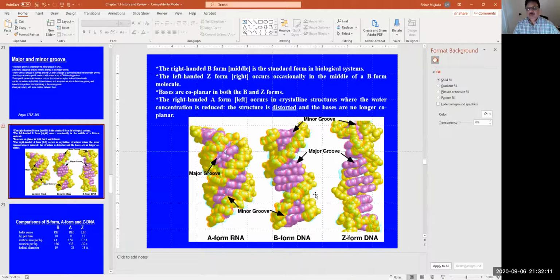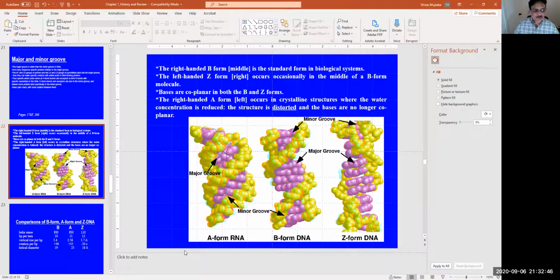Now the question comes, why is there a major groove and a minor groove? It's because DNA serves as a substrate for replication and transcription, and many proteins need to access the DNA directly. So these pockets, the major groove especially, help enzymes like DNA polymerase, RNA polymerase, and other transcription factors to initiate the process of replication or transcription. So it helps in protein-DNA interaction.